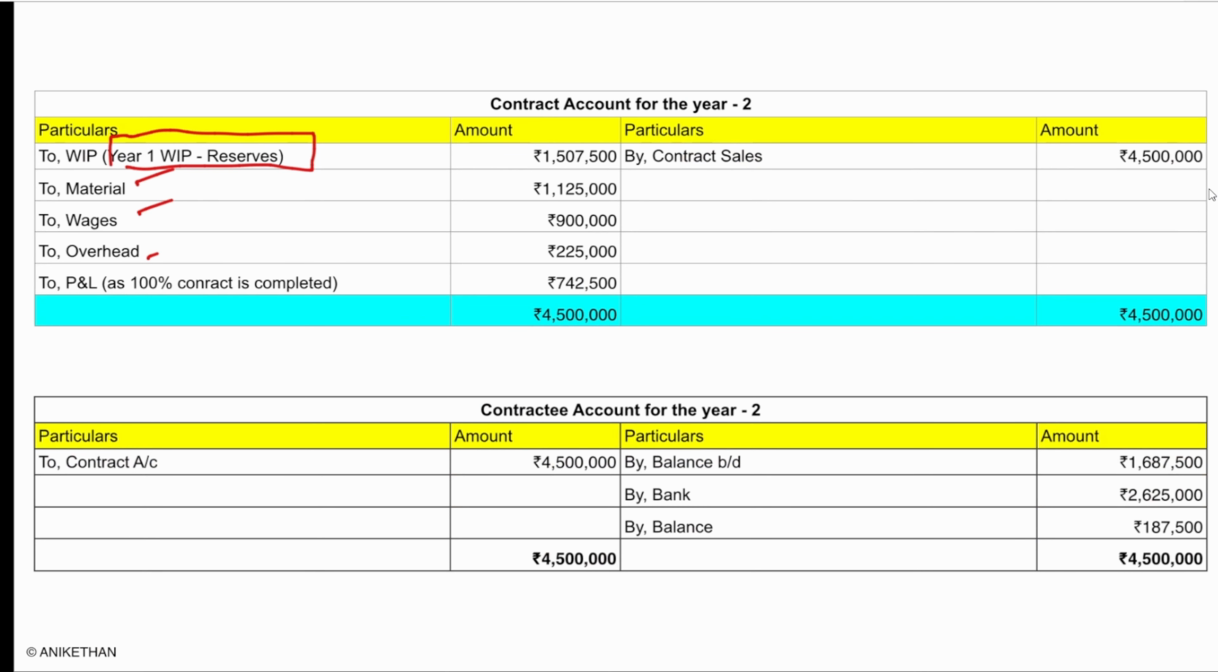Then usual material, wages, overhead. And on the credit side, in this year the contract is getting completed. So I take contract sales. There is no WIP. It is like FG. So it is contract sales. The entire contract amount I recognize here. So that's it on the contract account.